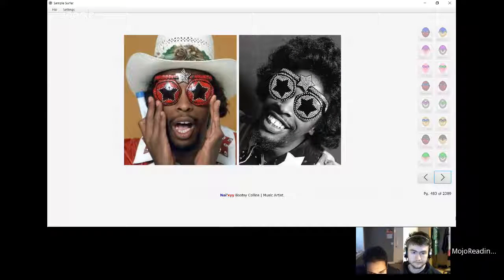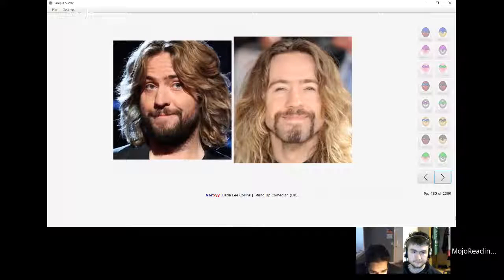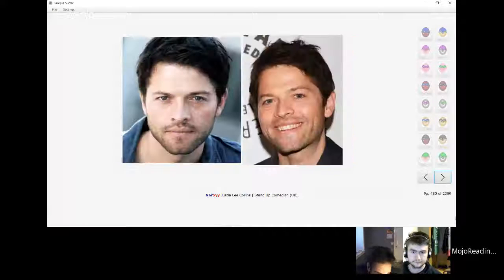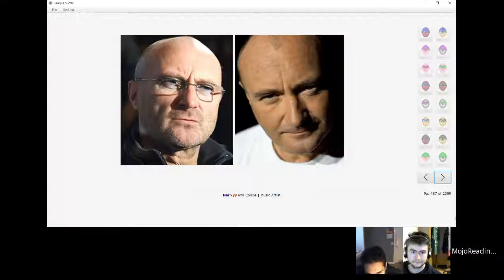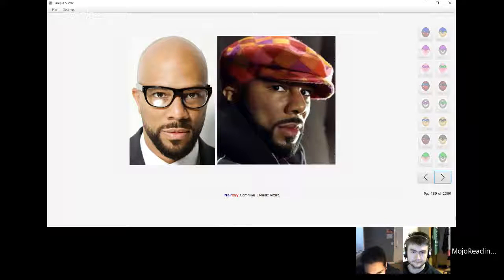Naiji Bootsy Collins. Naiji Edwin Collins. Naiji Justin Lee Collins. Naiji Misha Collins. Naiji Phil Collins. Naiji Chris Columbus. Naiji Common.